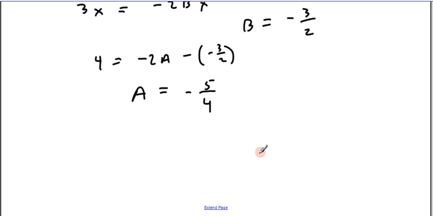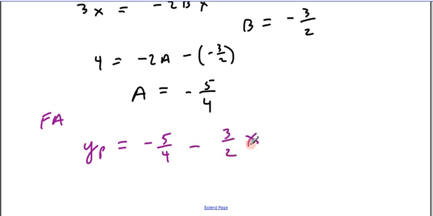Okay? And then I'll write down my final answer. Final answer. y sub p is equal to minus 5 over 4 minus 3 over 2 x.